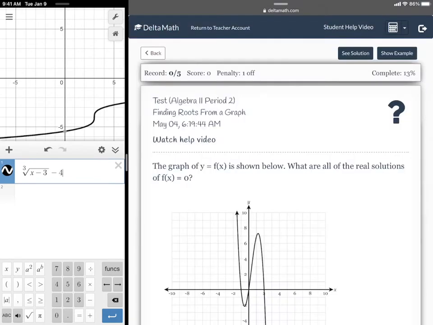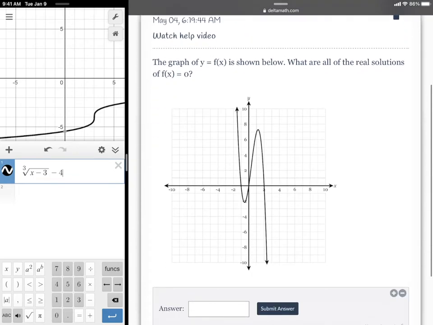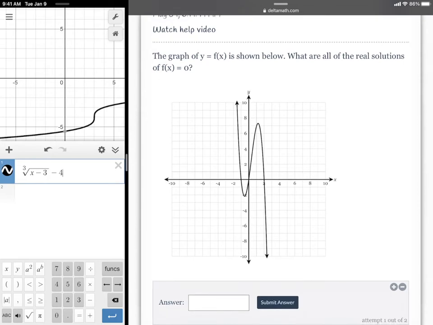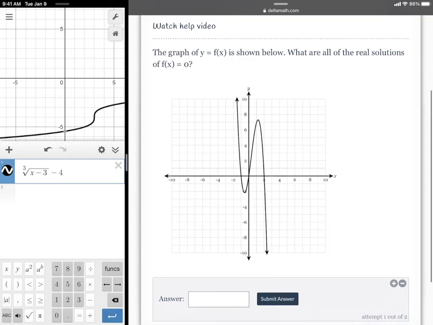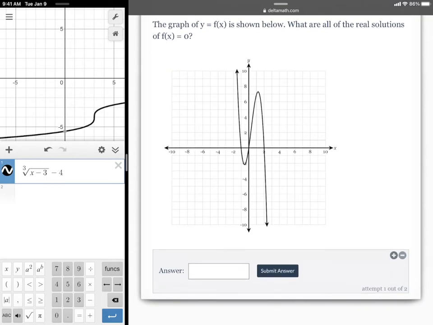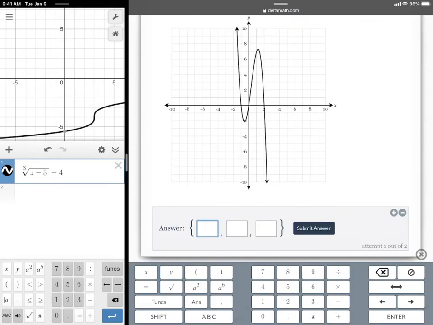All right, let's see, finding roots from a graph. Same thing here, just sort of different vocabulary. So this one's really sort of like a gimme here. The solutions to f of x equals 0, you just have to remember that f of x is a fancy word for y. And so we're going to have 3 of these here. It looks like there's, so notice I hit that plus button, at -1, 0, and 2.